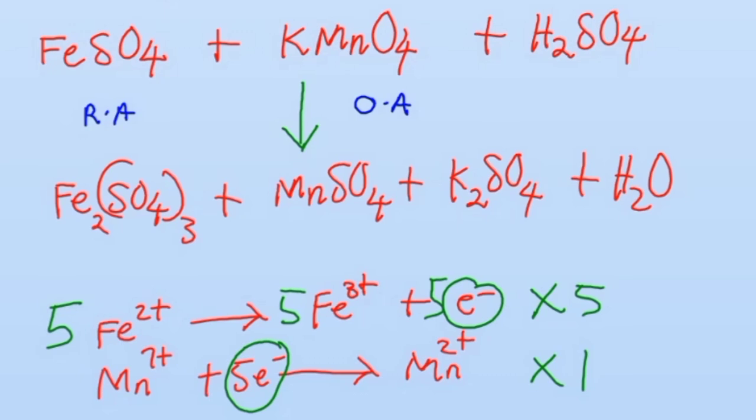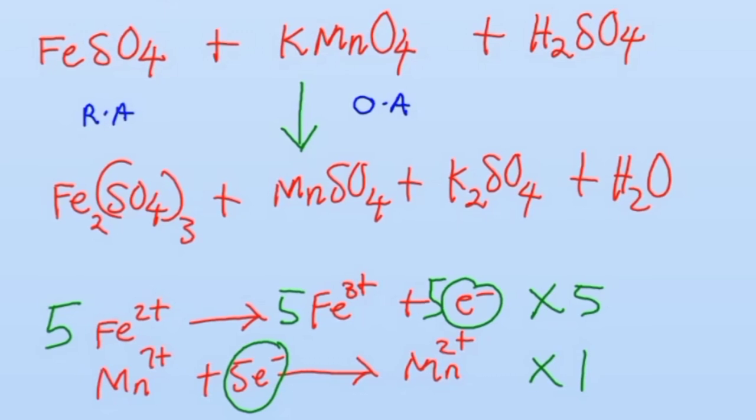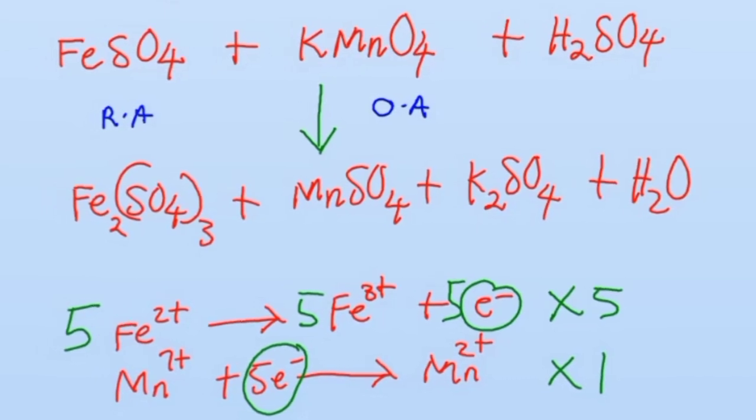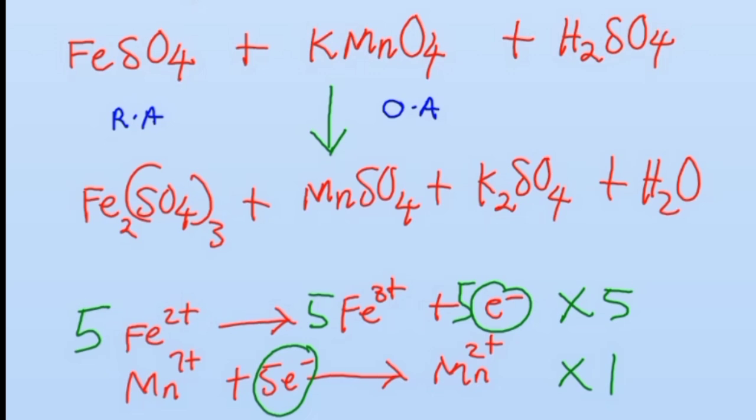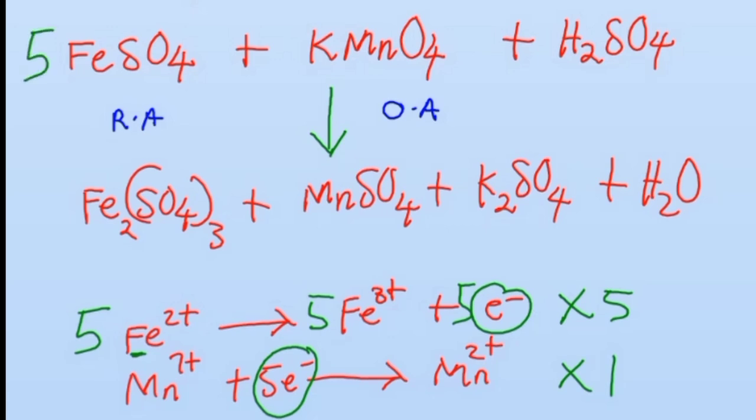Why this multiply by 1? That's what it is. Now that you have known the half cell equation balance, you can now bring it to the real redox equation. So in front of iron 2 we have 5, so put 5 there. Then in front of iron 3 you also have 5, so put 5 there.